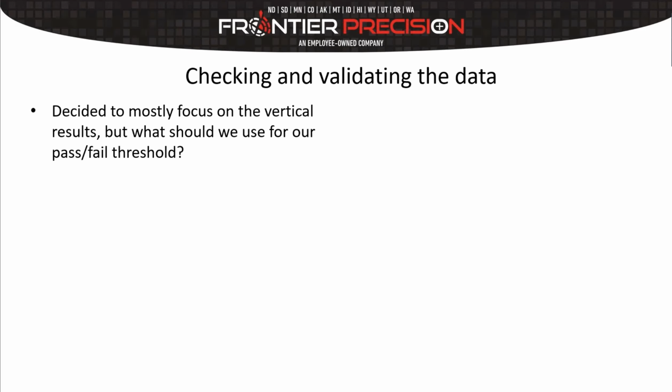So we were like, okay, what are we going to use for our pass/fail? What are we going to call good? What are we going to call not good? Initially we just came up with this number of 2 centimeters, and there really wasn't any scientific reasoning behind this. It was just that the RTK spec for vertical is 2 centimeters. Let's just use that because people would maybe use GPS. So that's where we started. About 6/700ths of a foot.